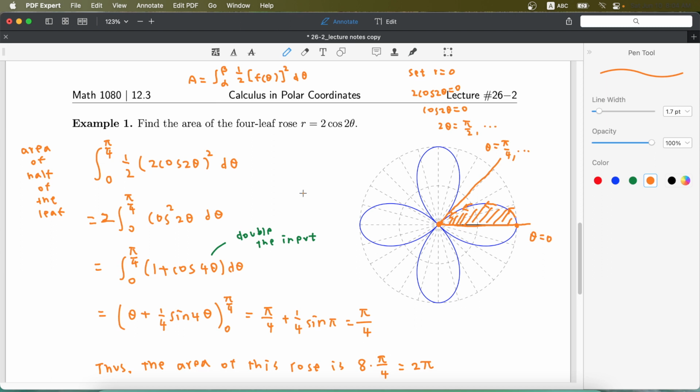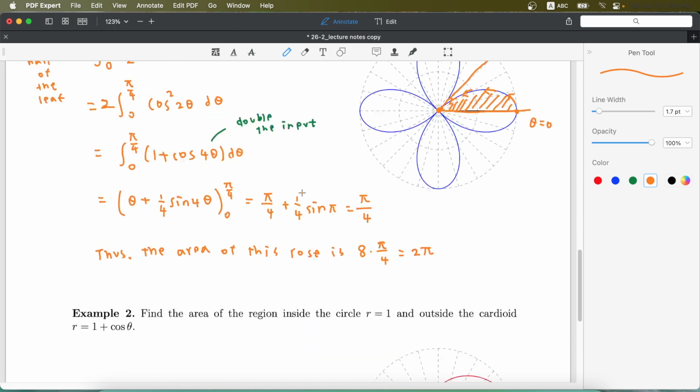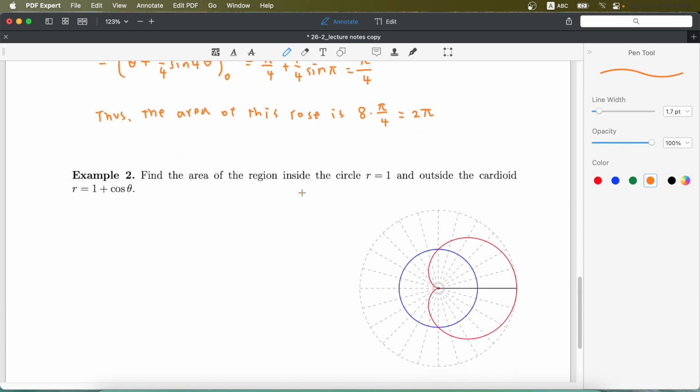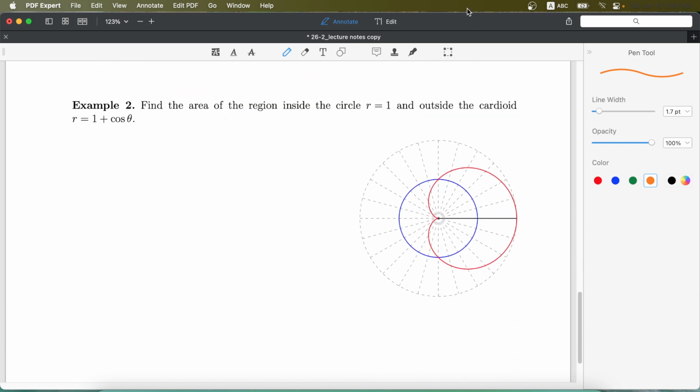So this is the case when we have a single polar curve. Now let's take a look at example 2 and see what happens if we have two polar curves. Right here, we want to find the area of the region inside the circle r equals 1. Okay, so apparently this blue curve is the circle, right? r equals 1. And outside the cardioid, r equals 1 plus cosine theta.